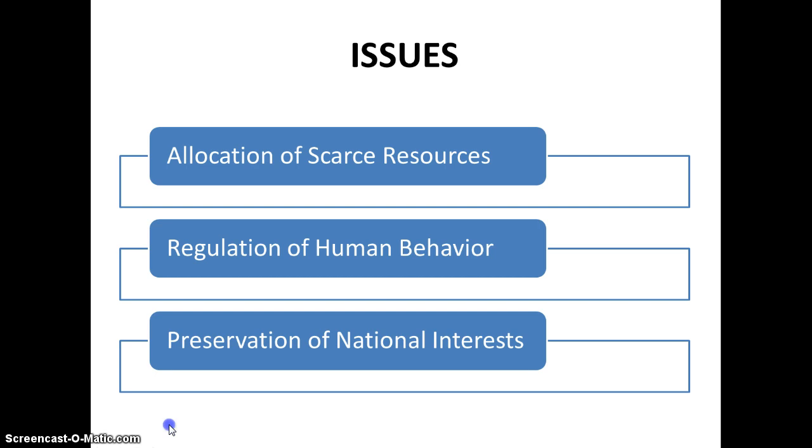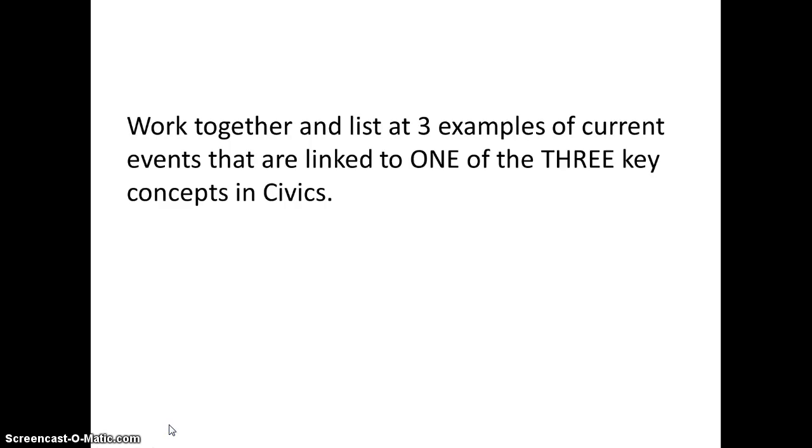Okay? All right, so what I'd like you guys to do now as a small group is take another minute or two, and then we're all going to come back together. Your task is to try to come up with a list of at least 3 examples of current events that you think are linked to one of those 3 key concepts in civics. They don't have to be linked to all 3, just one, whether it's power, justice, or choice. You may begin.